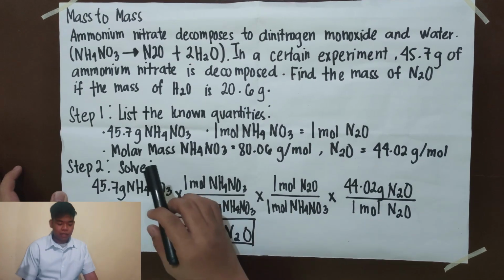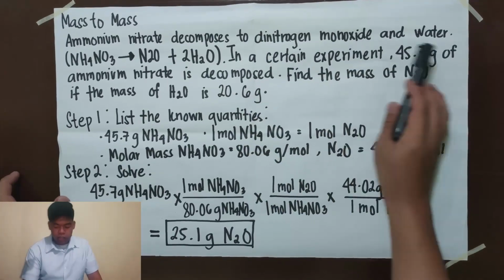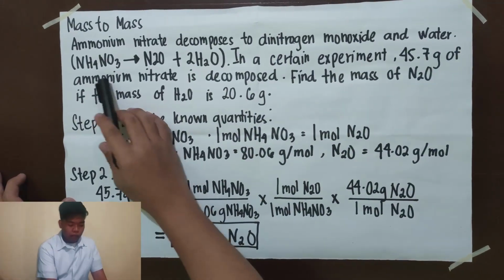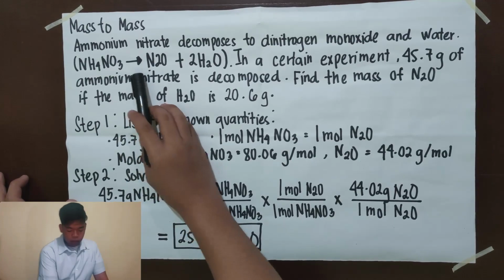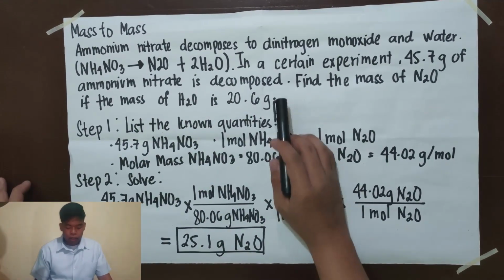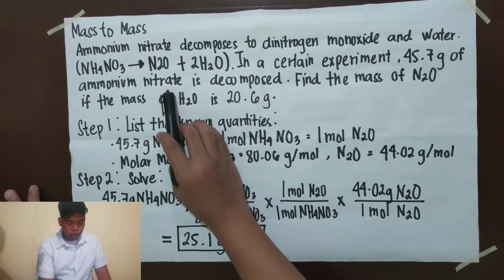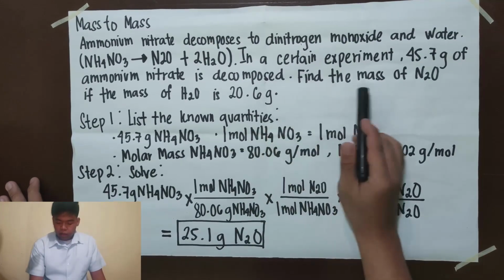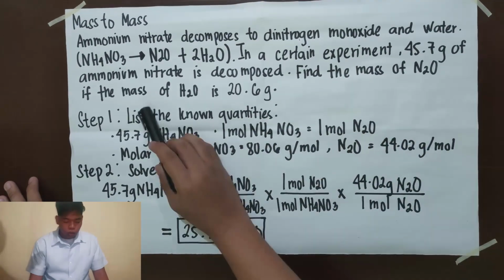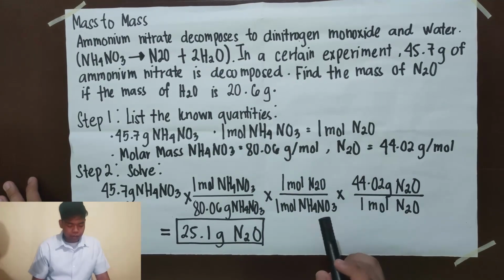The last one is mass to mass. Ammonium nitrate decomposes to dinitrogen monoxide and water. We have the equation: ammonium nitrate forms dinitrogen monoxide and 2 water, or 2H2O. In a certain experiment, 45.7 grams of ammonium nitrate is decomposed. Find the mass of N2O if the mass of H2O is 20.6 grams.